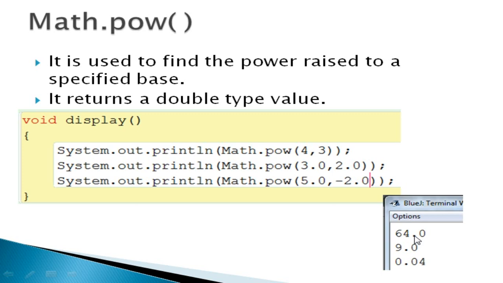You can see here, and for the double values, 3.0 and 2.0, you can see 9.0. In the previous example both the values are integers, but still you can see the output is double. So the return value will be double. And the next one has a positive base and a negative power value. When the power is negative, you can see that it will behave like a square root function.